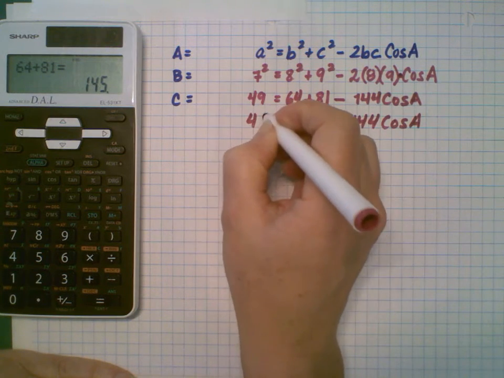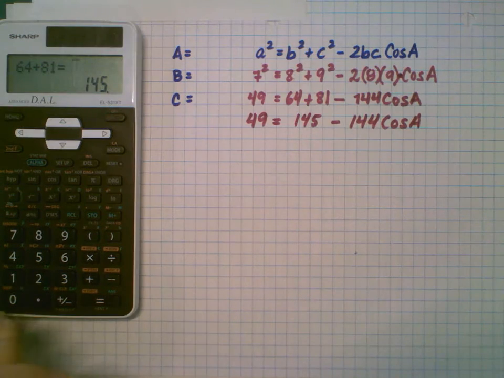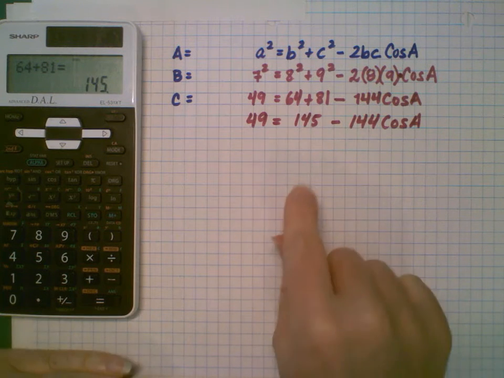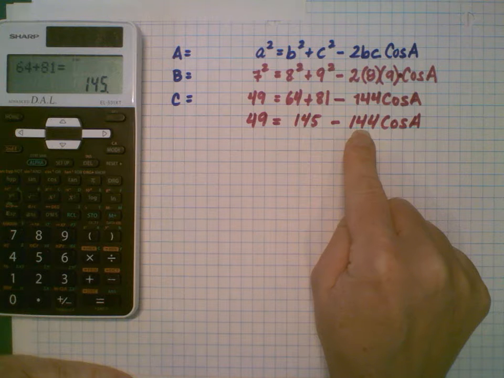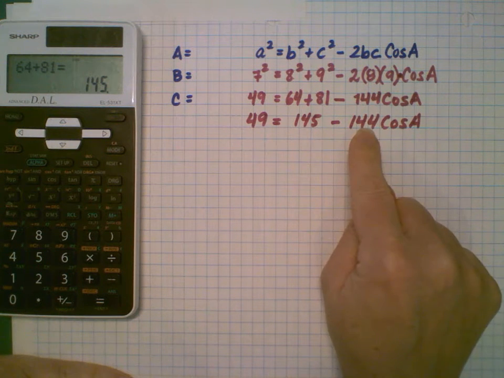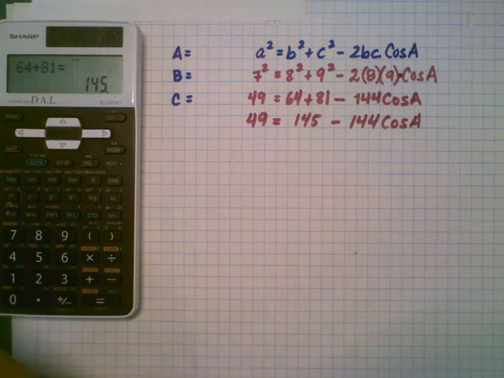I haven't done anything with this 49 yet. A common error for students to make is to try and subtract 145 minus 144. But the way that this behaves is not like that.